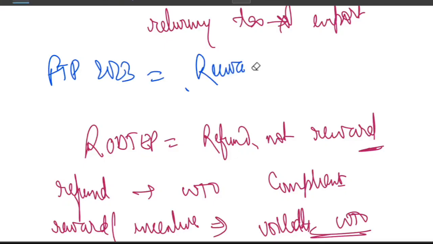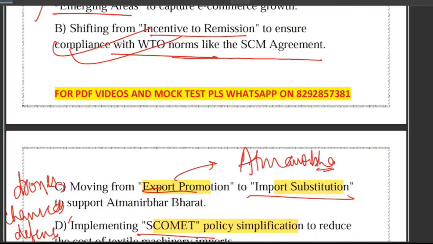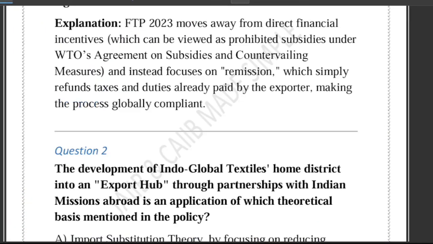It is a refund based system, right? So what we learned from this discussion is that for FTP 2023, the correct answer is option number B. FTP 2023 replaces incentive with remission scheme.